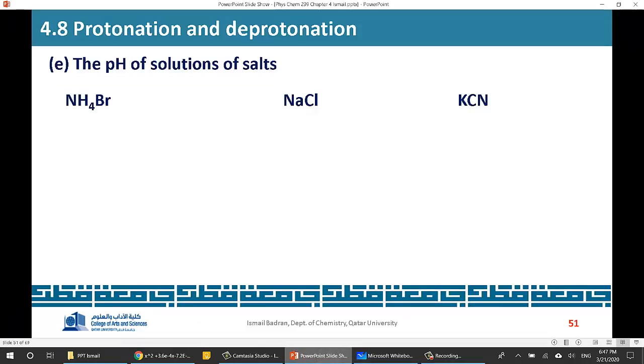Now, let's move on to the pH of solutions of salts. Away from a weak acid, a weak base, a strong acid and a strong base, imagine that we have a salt, which is composed of a cation and an anion, like NaCl. What do you expect the pH to be if you put it in water? What if we replace NaCl with KCN or NH4Br or any other salt? The pH of salts might be acidic, might be basic, and might be neutral.